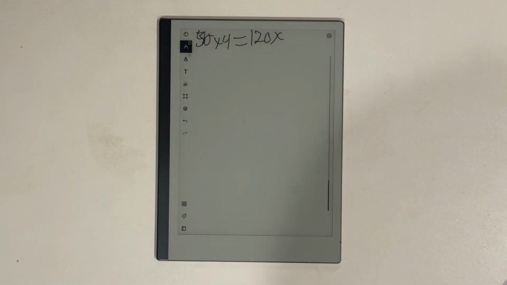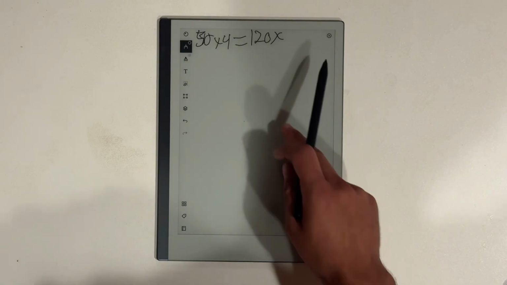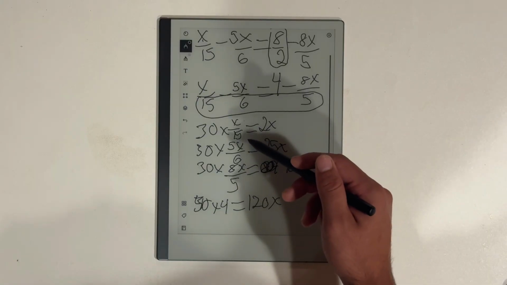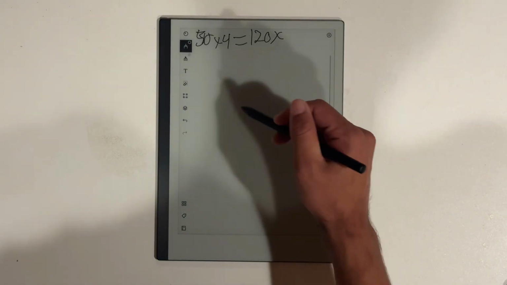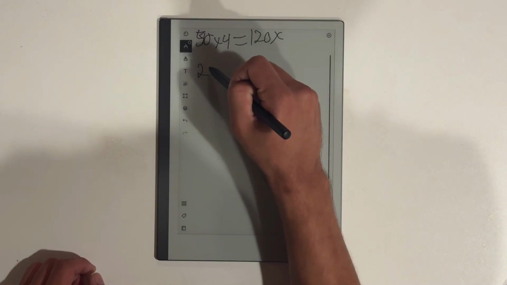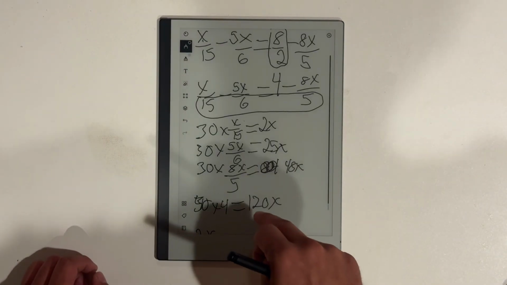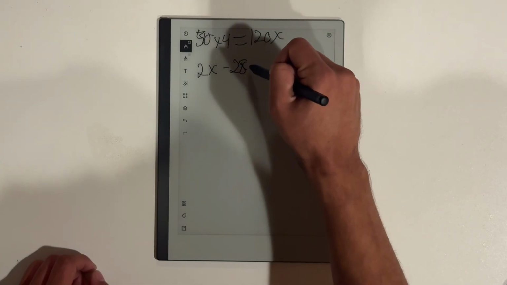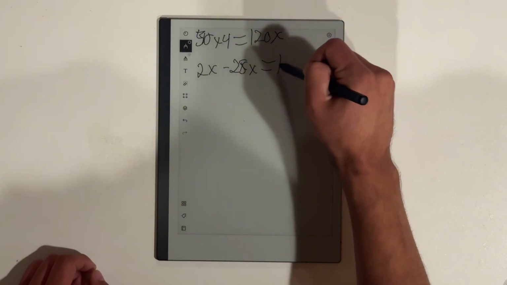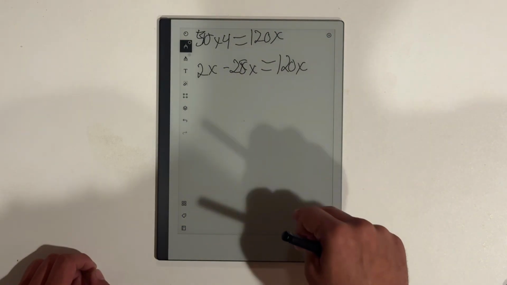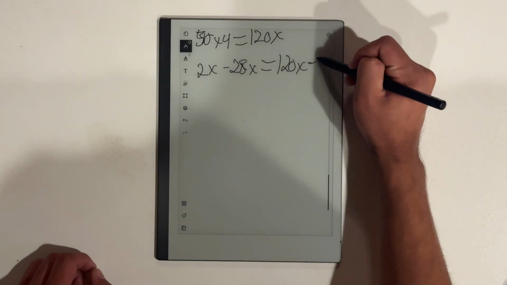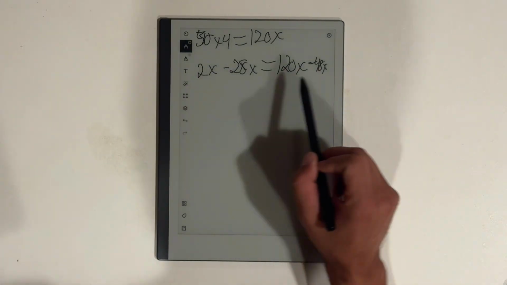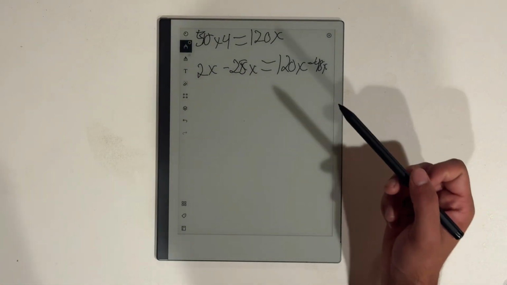After we do that, you're going to want to put these back into the equation, basically. So you're going to have 2x minus 25x equals 120 minus 48x. So this is a new equation after you simplify them and multiply them by 30, which is the least common denominator.